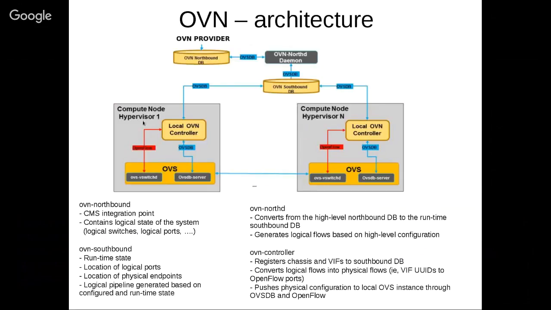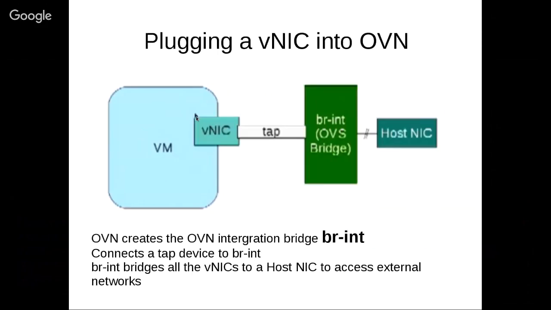The OVN controller is a distributed network controller installed on each host. It monitors the OVN southbound database and configures the local OVS bridge accordingly. OVN connects all the VNICs by creating an OVS integration bridge called BRINT. Whenever a NIC is connected to the system, it must be plugged to this integration bridge.